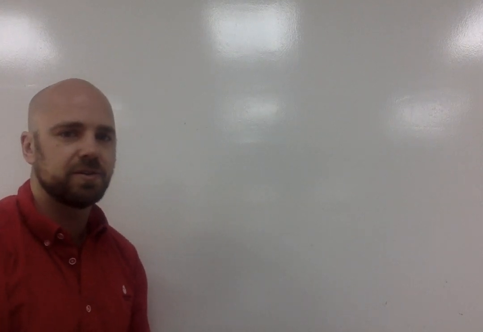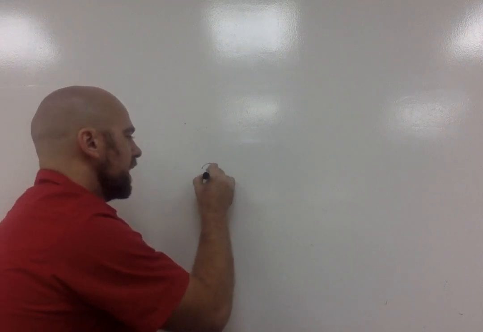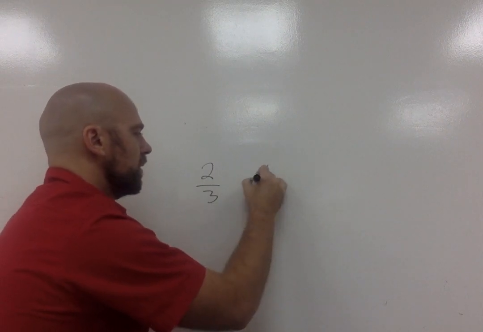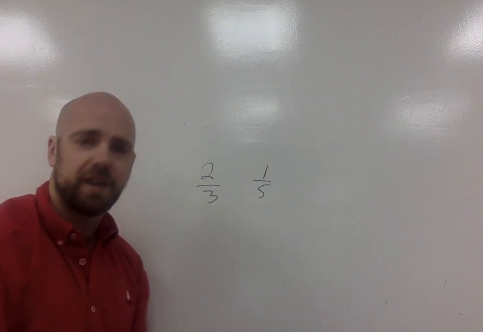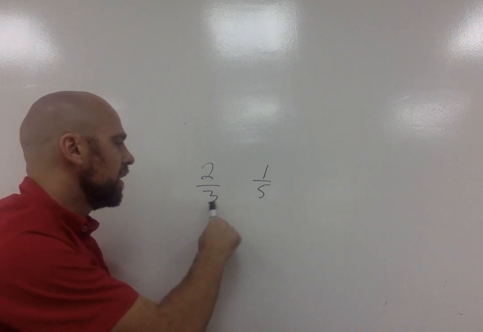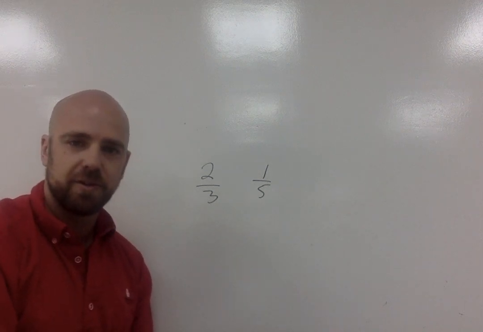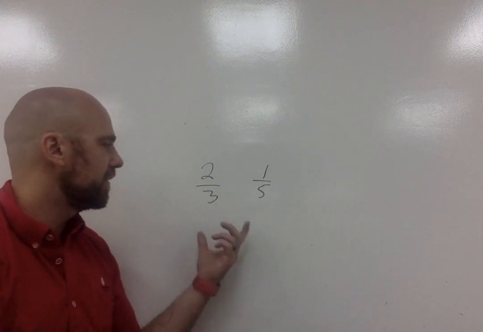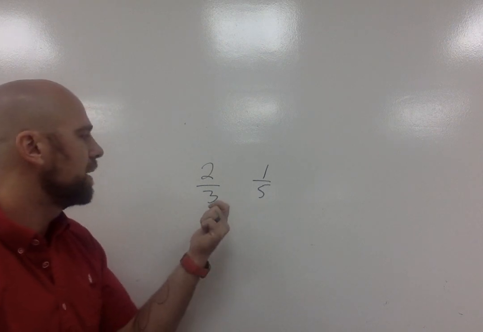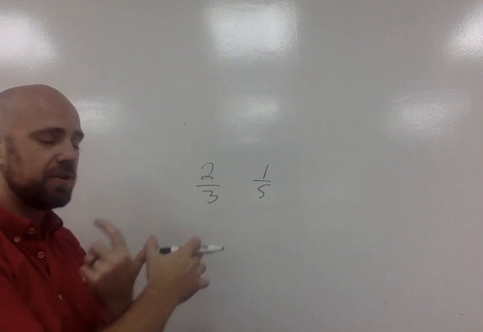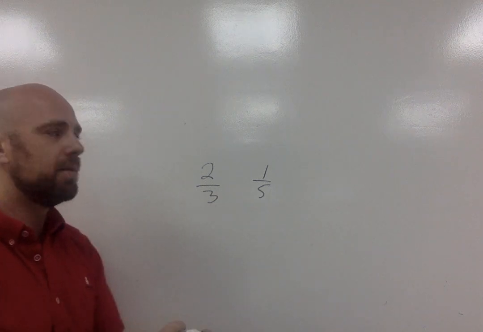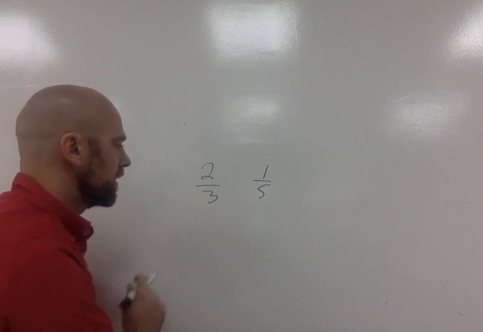So I'll give you one example before we get into number lines. If we're adding, let's say, 2 over 3 and 1 over 5, just as a reminder, we have to find a common denominator. So we need to figure out what denominator we can use for both 3 and 5. Well, if I count by 3s, I get 3, 6, 9, 12, 15. I know that 15 is a multiple of 5, so I'm going to use that.